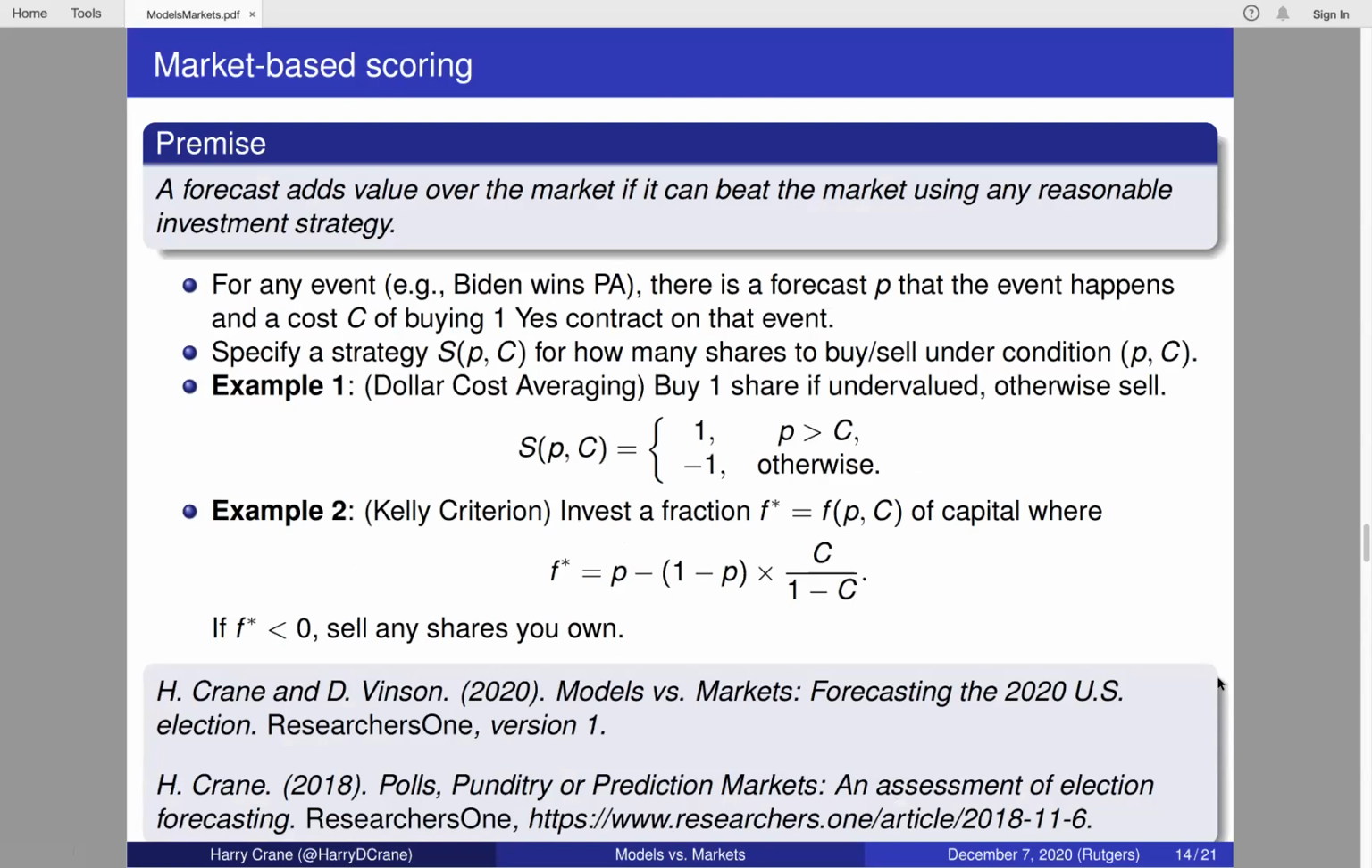And so the premise of what we introduced in this work, and something that I suggested earlier back in the 2018 election, and I started this back then, and I did it for that midterm election, is what I call market-based scoring. So we have a market. The market is the prediction market, and those prices exist independently of any kind of analysis that we do. And so the premise of this scoring system is just to say that a forecast adds value over the market if it can beat the market using any kind of reasonable investment strategy.